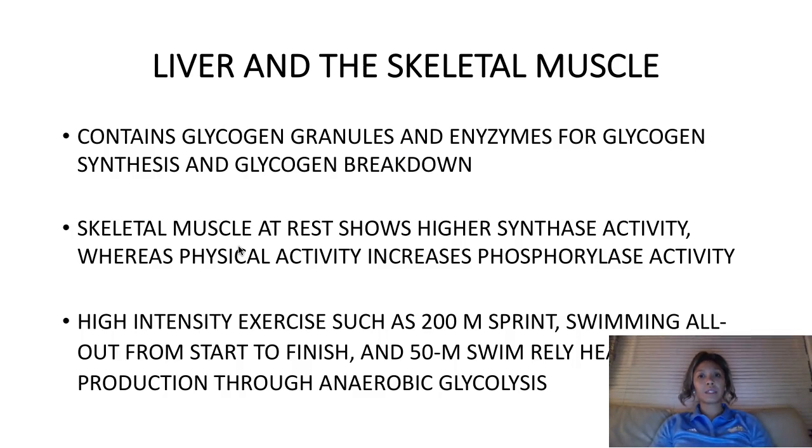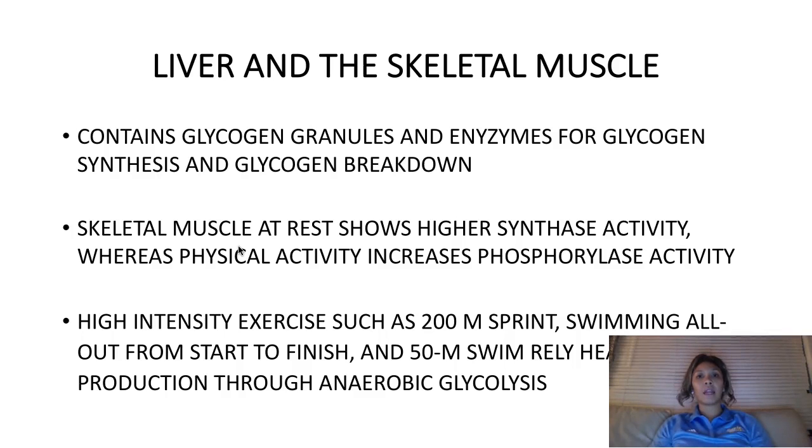Our livers and skeletal muscle contain glycogen granules and enzymes for glycogen synthesis and glycogen breakdown. Glycogen is basically stored glucose. And we know at rest that skeletal muscle has high synthase activity, but with increased physical activity, we have high phosphorylase activity. These enzymes are very necessary because they regulate glycolysis.